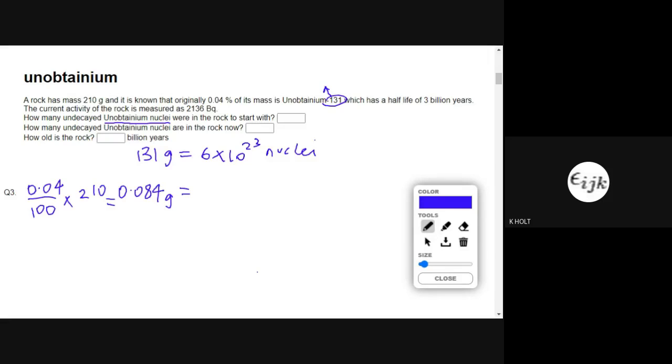So to get the number of nuclei in there, I need to do 6 times 10 to the 23, divide it by 131, and then multiply it by 0.084. And that's 3.85 times 10 to the 20 nuclei. That's the first one.